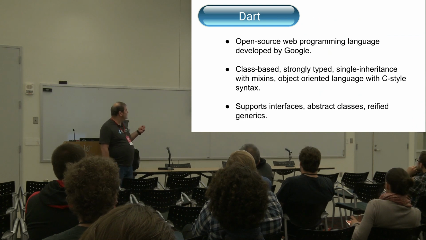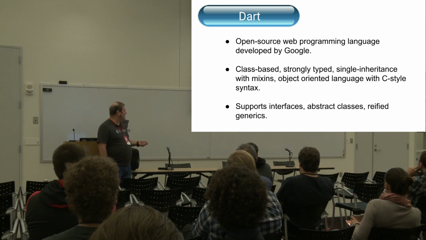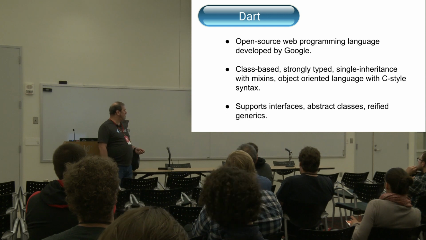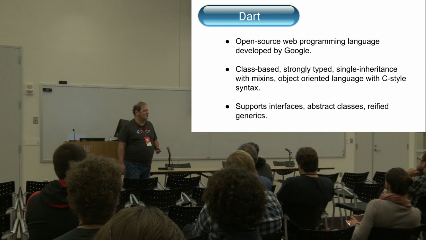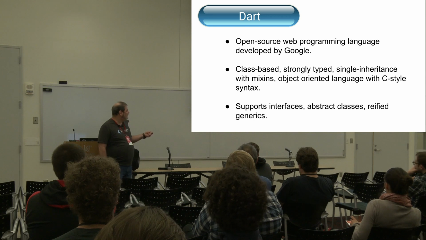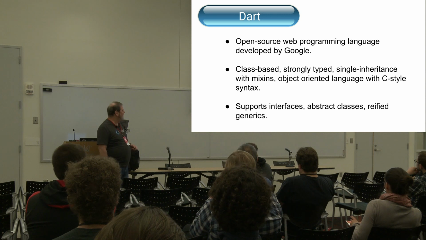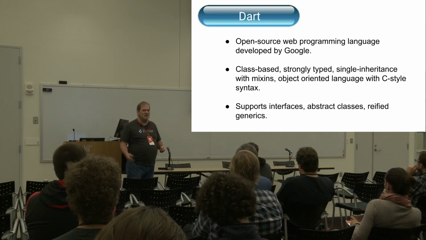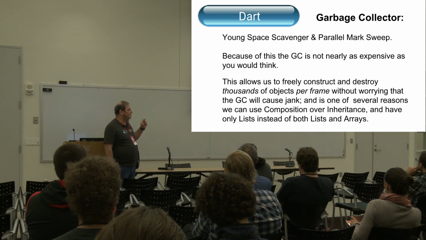Dart is an open source web programming language. It was developed originally by Google. It is class-based, strongly typed, single inheritance with mixins, object-oriented, C-style syntax. Boy, somebody from marketing just had a moment there with all the buzzwords. Interfaces, abstract classes, reified generics. I'm assuming everyone here knows what all that is since this is not a 101. Next. And we've got to keep moving anyway.